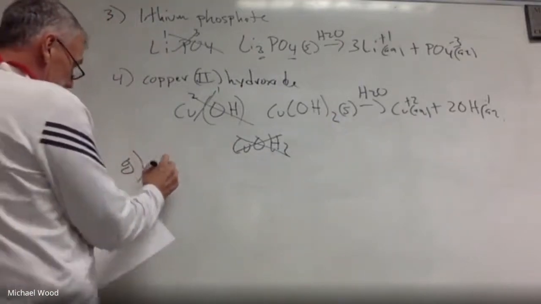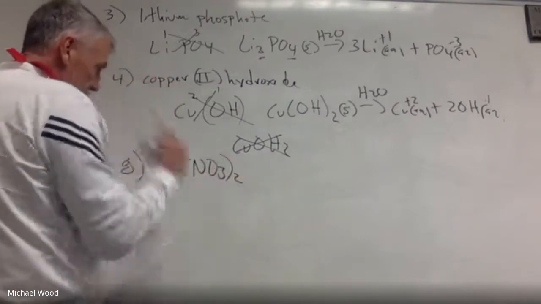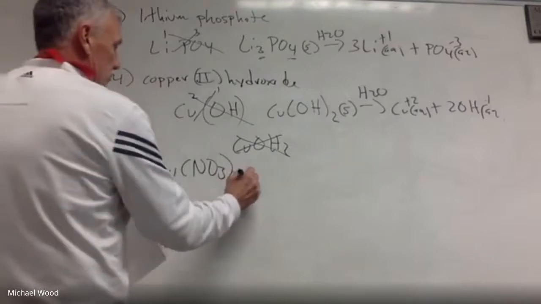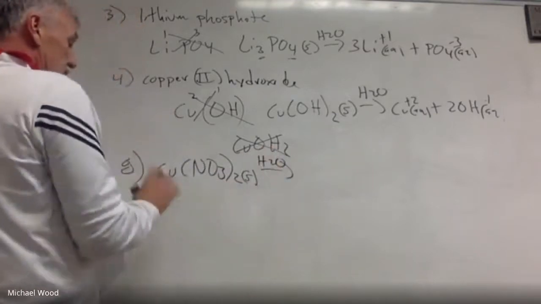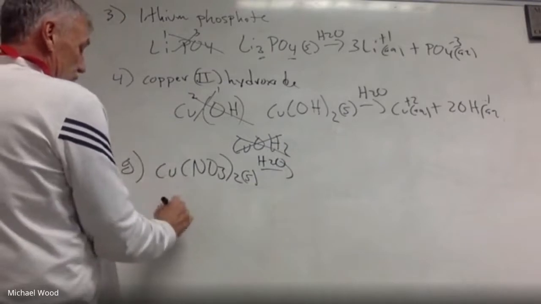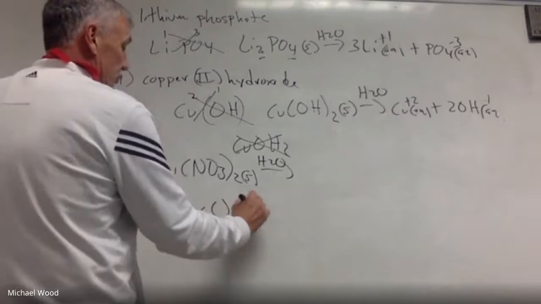is CuNO3. Now, to me, if you can name this, you can do the dissociation. This is a solid. And this is copper, which is a type 2, so it needs a Roman numeral, a little review. NO3 is nitrate.